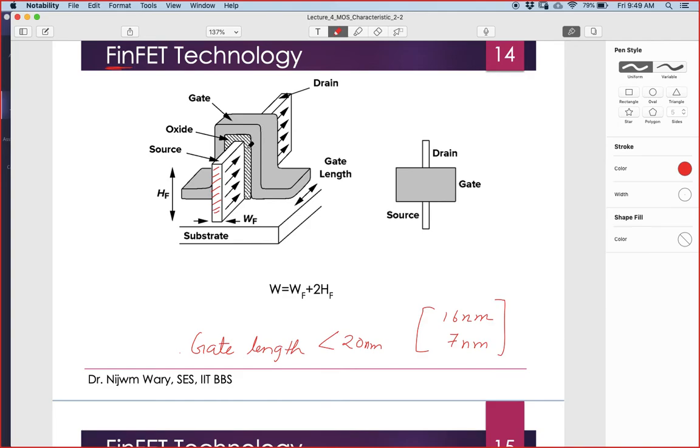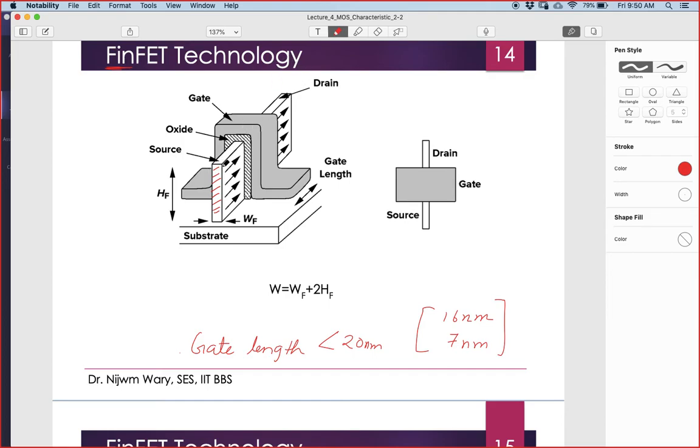This is the oxide of the channel, and this is the polysilicon, right? So the gate has been wrapped around this channel, because of which there is a lot of advantage. Even the leakage power, which we were discussing in the first class, has reduced, because the gate has more control on the source and drain.